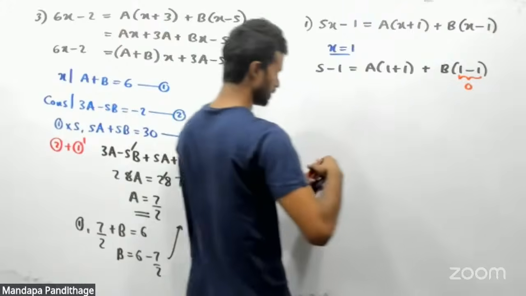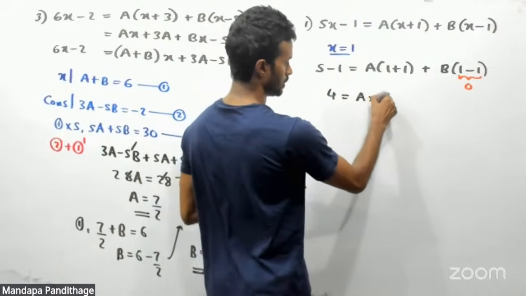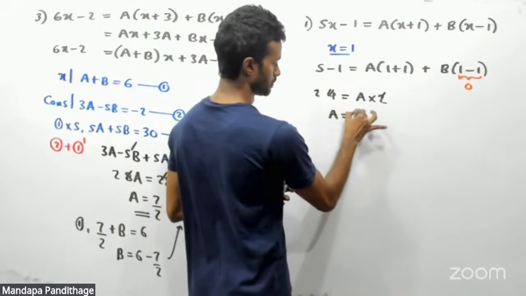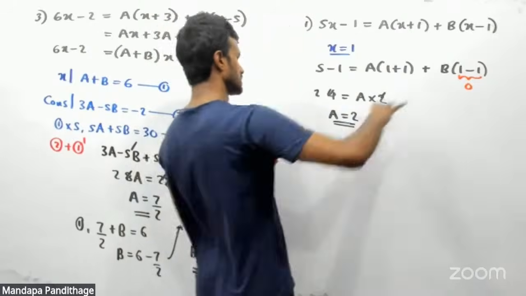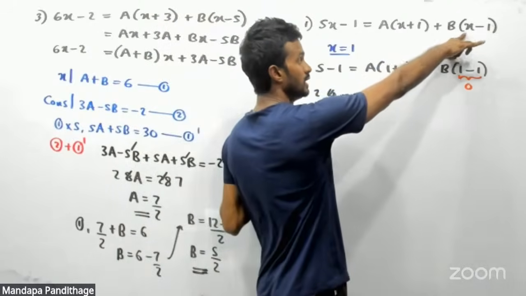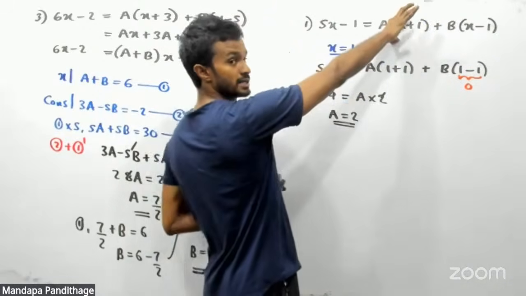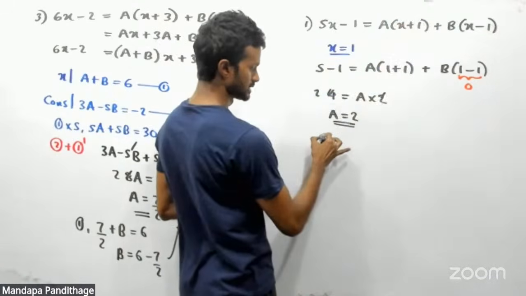So then you have 4 equals 2a, which means when you simplify, you get a equals 2. So you have substituted x equals 1 to make this 0, and then you can substitute x equals minus 1 to make this 0, because this factor becomes 0 when x equals minus 1.